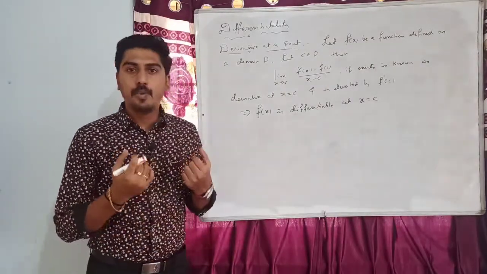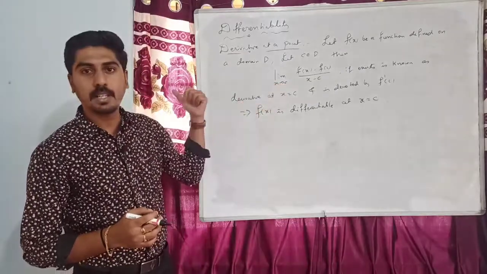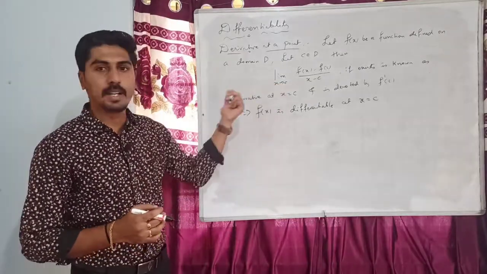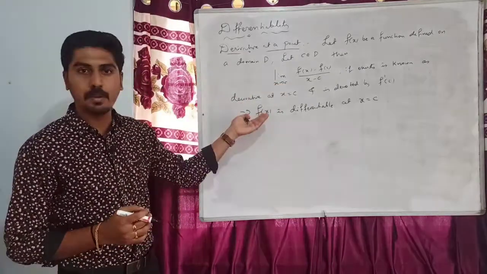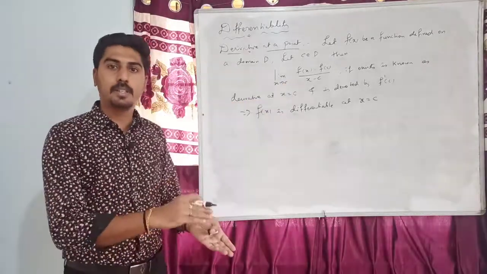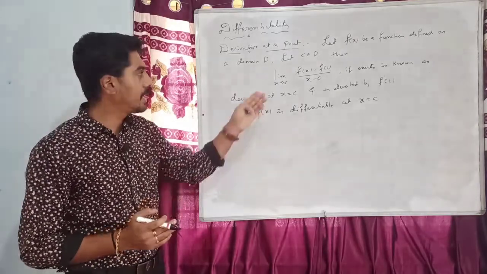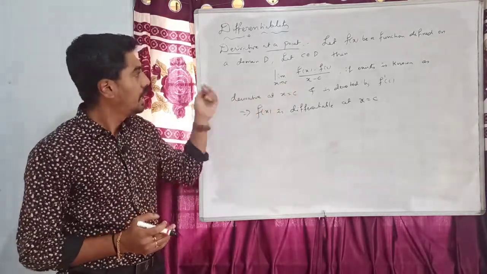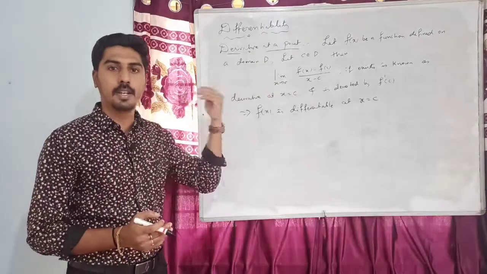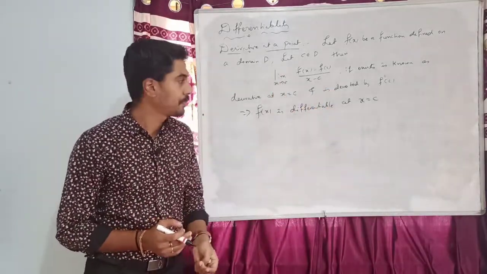So when we find out a limit, we can find the limit approaching c from the left hand side or from the right hand side. That is, we can find the left hand limit or right hand limit. If this limit exists, left hand limit exists and right hand limit exists. The corresponding left hand limit and right hand limit for this limit is known as left hand derivative and right hand derivative at the point x equal to c.